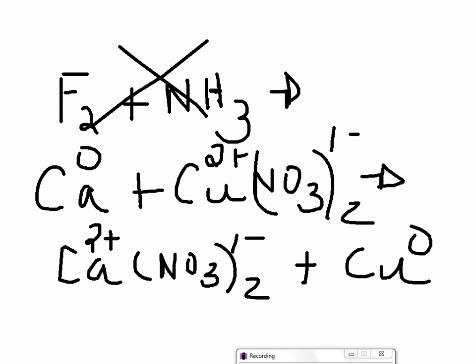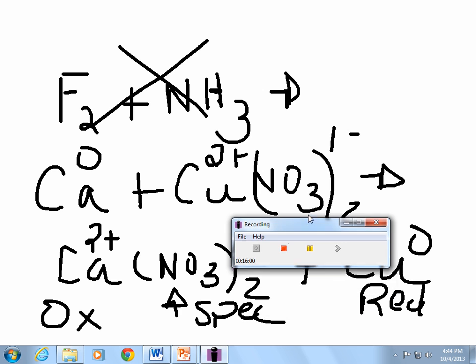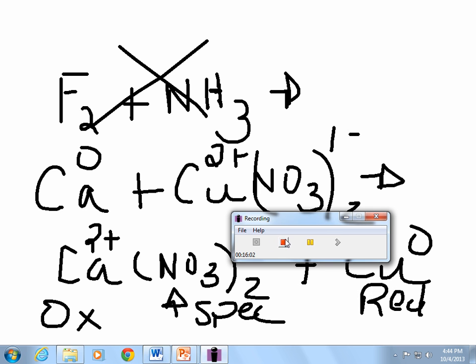So you can tell that calcium goes from a 0 to a +2. It's been oxidized. Copper goes from a +2 to a 0. It's been reduced. Spectator is nitrate. And you can write the net ionic equation. This is a good start for us. Check it out. We'll work the homework problems, take a look at it, and ask any questions that you have in class prior to us going any further. Thanks.